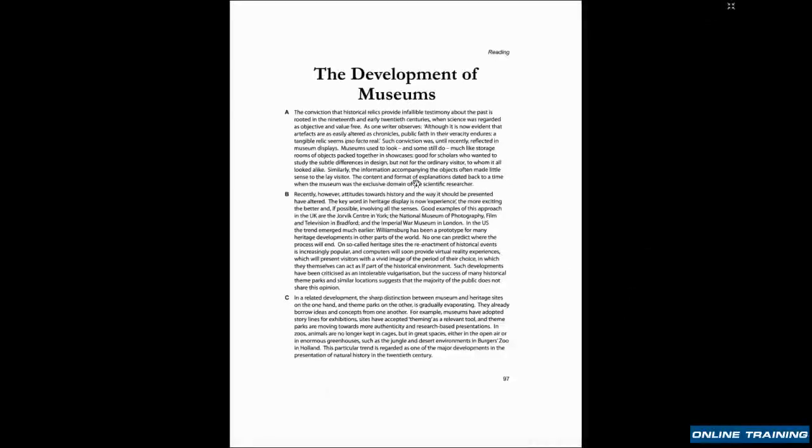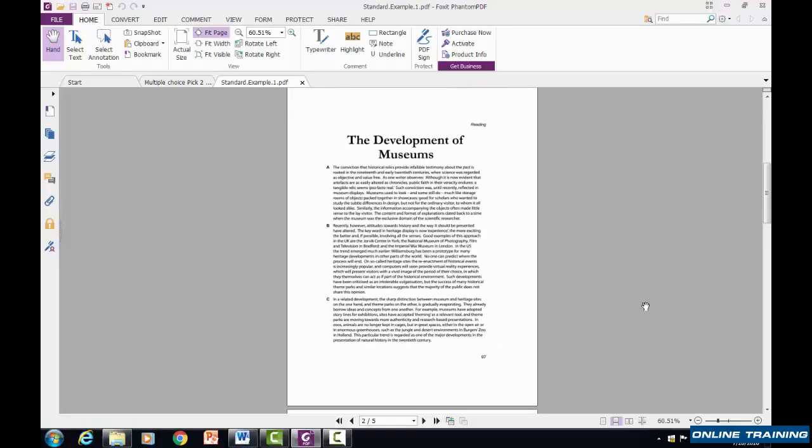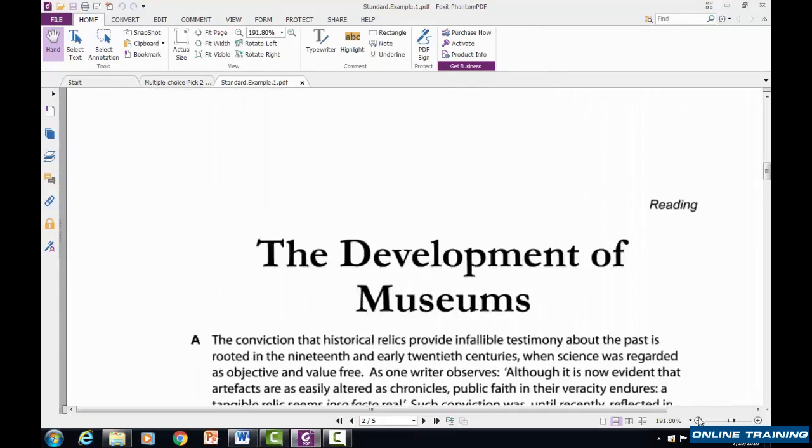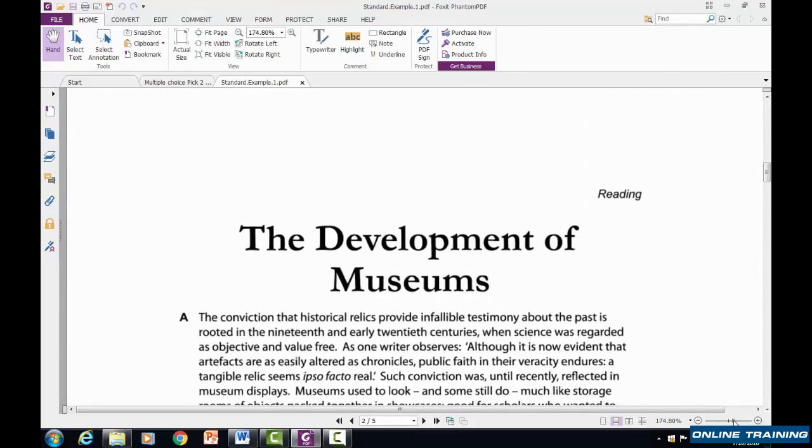All right, so let's take a look at a standard example of a multiple choice question. Let's get the right size in here first and make sure that everybody can see it really good.